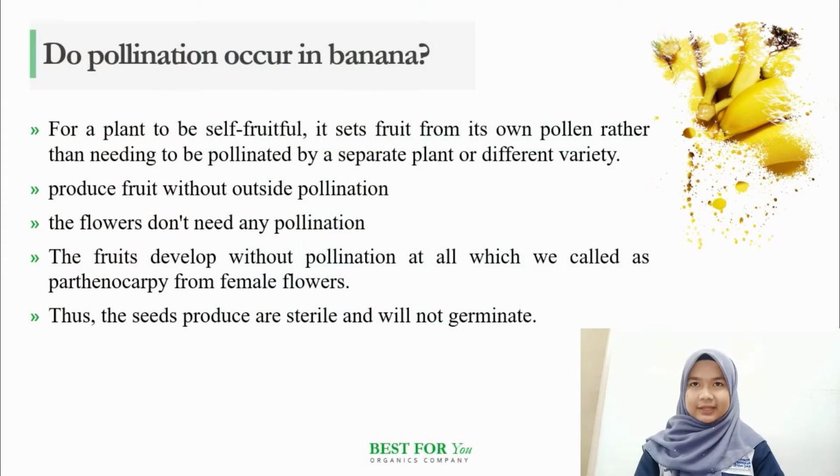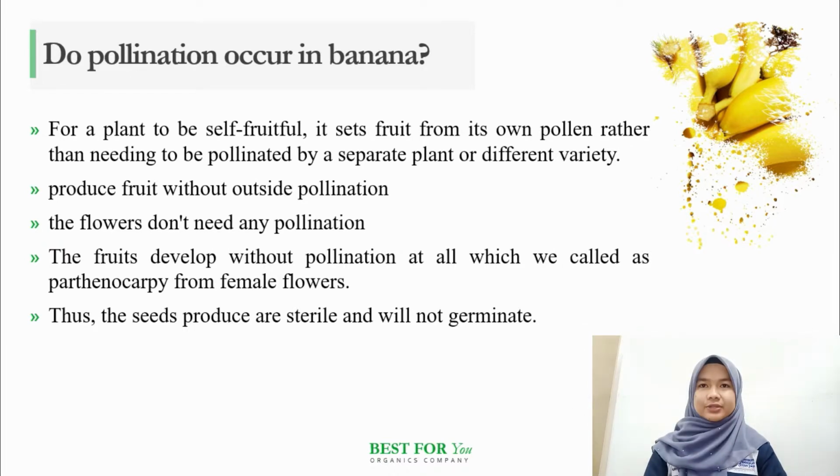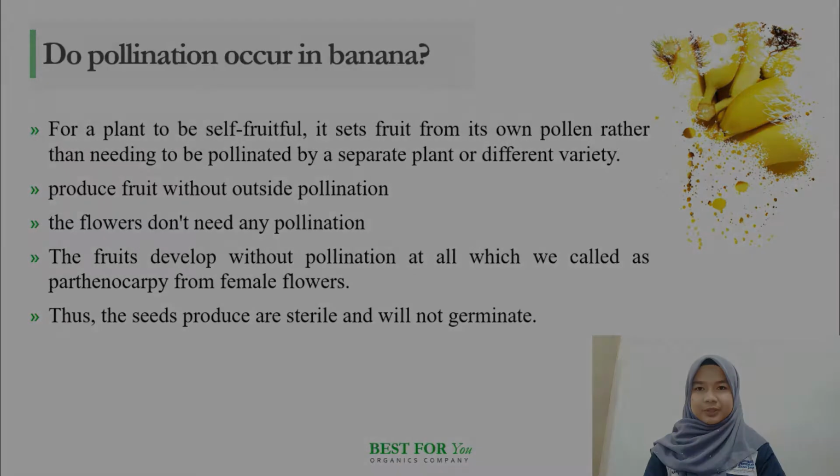For a plant to be self-fruitful, it sets fruit from its own pollen rather than needing to be pollinated by a separate plant or different variety. Bananas produce fruit without pollination. The fruits develop without pollination at all, which we call parthenocarpy, from the female flowers. Thus, the seeds produced are sterile and will not germinate.